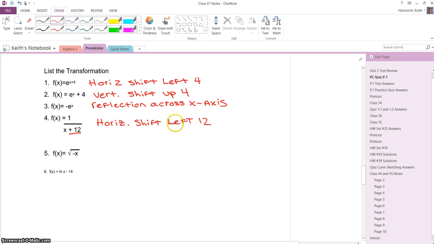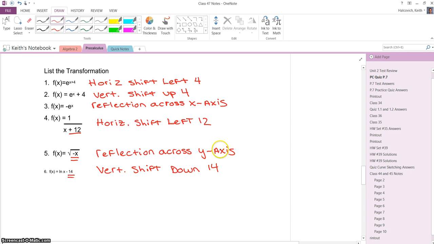Number 5, notice the negative sign is inside the function, so we have a reflection across the y-axis. And number 6, notice the -14 is outside, so we have a vertical shift down by 14. All right, hopefully you got all those correct. Let's go to the next page.